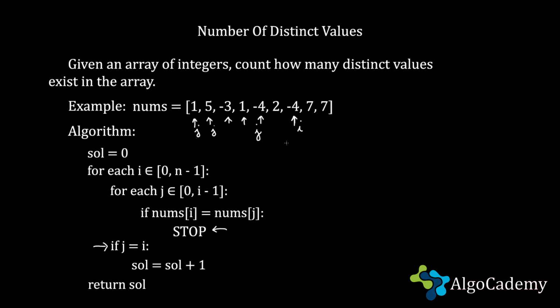And I see that j is not equal to I. So j points to an element equal to nums of I. Yes. So I won't execute it, meaning that I won't increase the solution and move on, right? So this is one way of solving this problem. Now the question is, what would be the time complexity of this algorithm? Well, that's a good question.